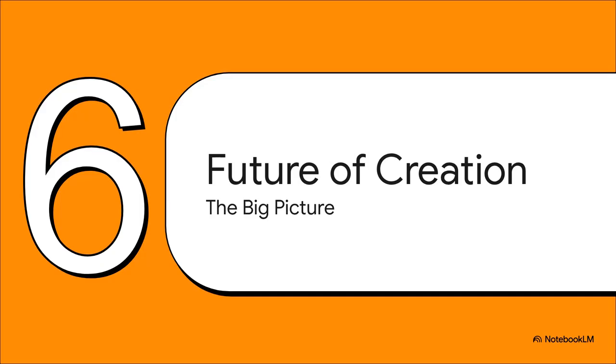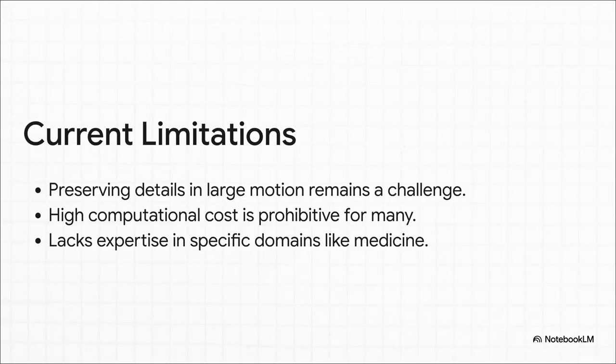All right, so let's step back for a second. What's the big picture? What does a model like Wan really mean for the future of all this creative stuff? One of the things I really respect about this paper is how honest it is. Right there in the conclusion, the creators are totally upfront about the current limitations. They're like, look, it's still tough to keep fine details perfect during big movements. They also admit it costs a lot of computer power to run, and since it's a general purpose model, it doesn't know about super specific things like medicine.